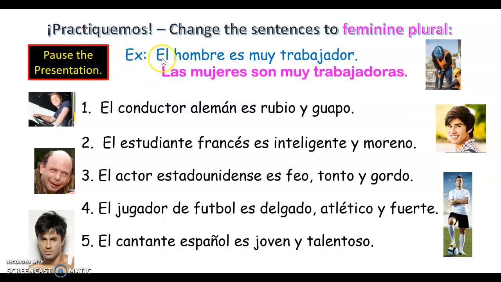But let's look at our example. El would become las. Hombre is a man, so you'd want to say mujer, mujeres. Son is are. Muy is very, it doesn't change. Trabajador becomes trabajadoras. So to say the women are very hardworking. Las mujeres son muy trabajadoras. Go ahead and pause the presentation, and I'll give you the answers on the next slide.